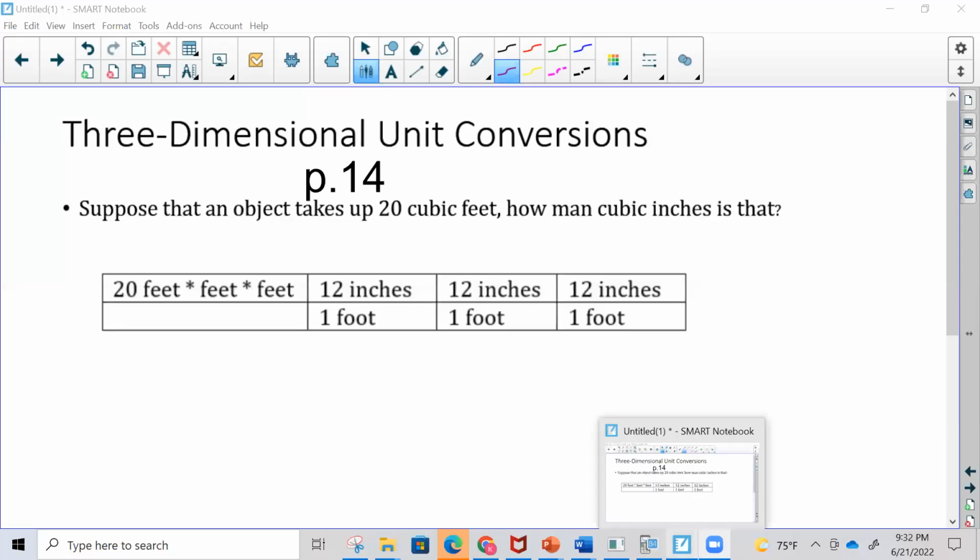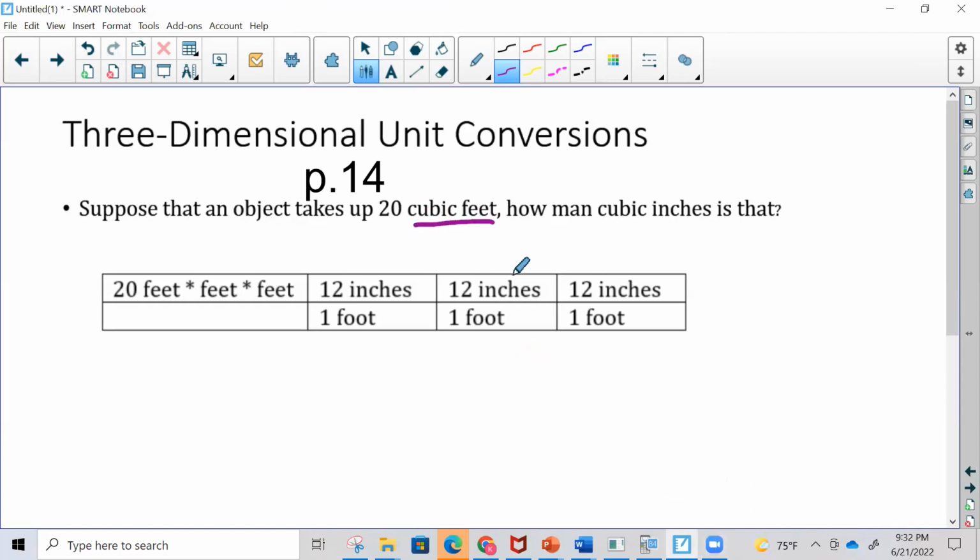Okay, so in this video, we're gonna look at three-dimensional unit conversions, where we have cubic units and we're converting them. This is on page 14 of the packet. It might be slightly different depending on how your packet printed.